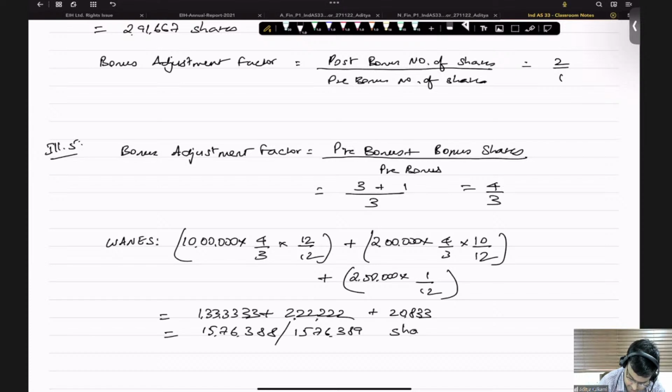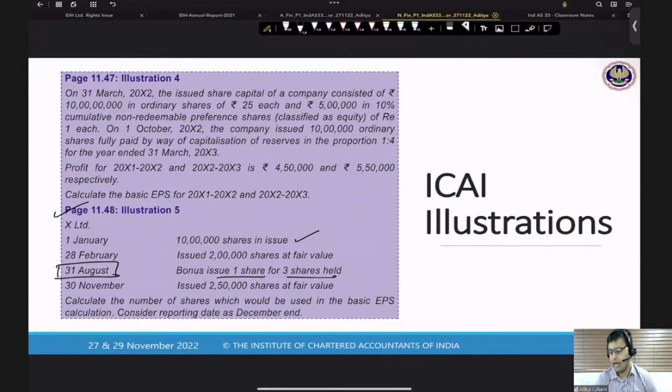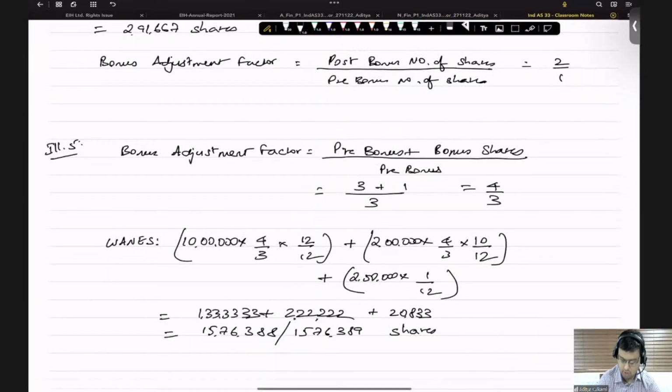Manini, in the last case, we are not going to have into 4 by 3 because this is after the bonus. So in other words, 30th November, those who purchase will not get the bonus shares because bonus was on 31st August. If you take the rounding of 15,76,388, if you take the complete decimals, it comes to 15,76,389. So either way, it's the same.